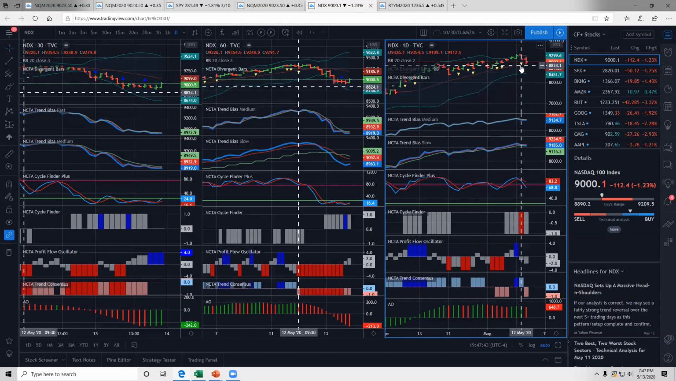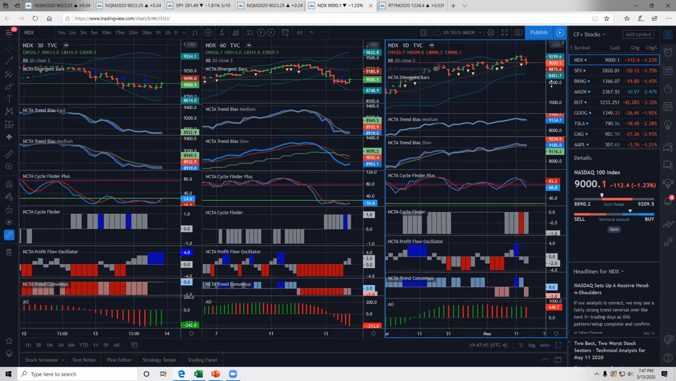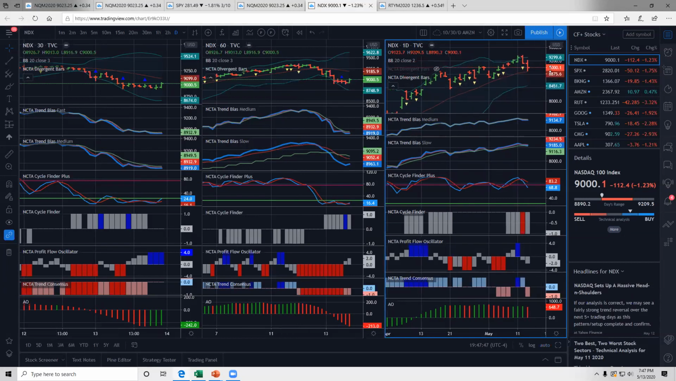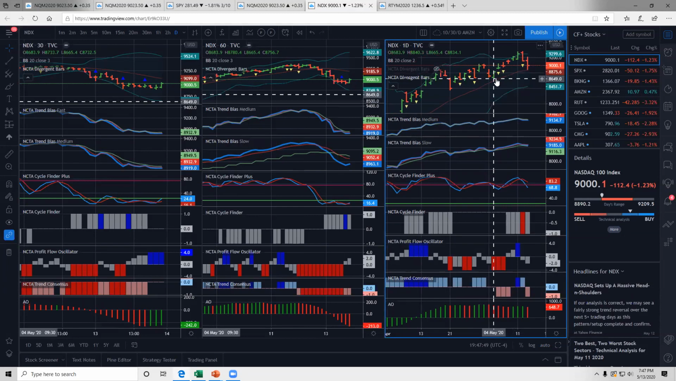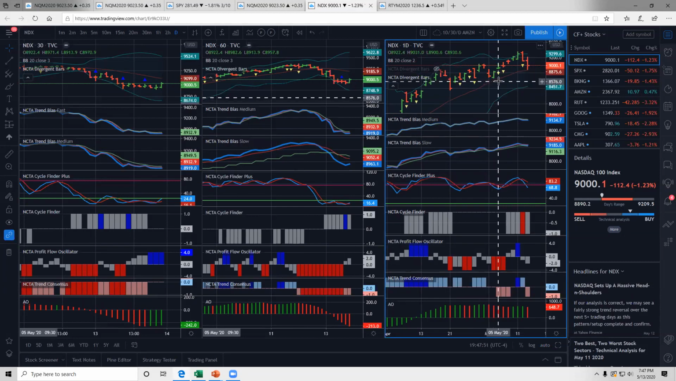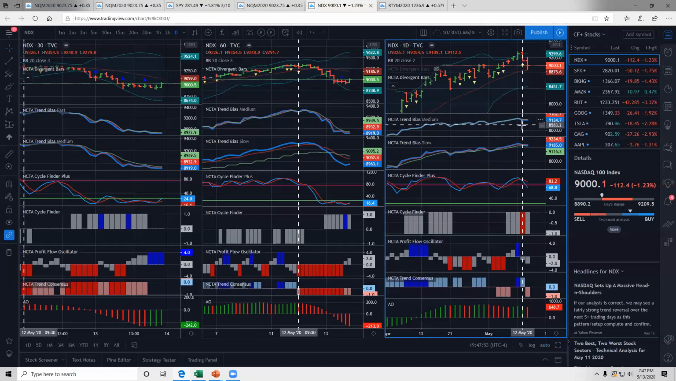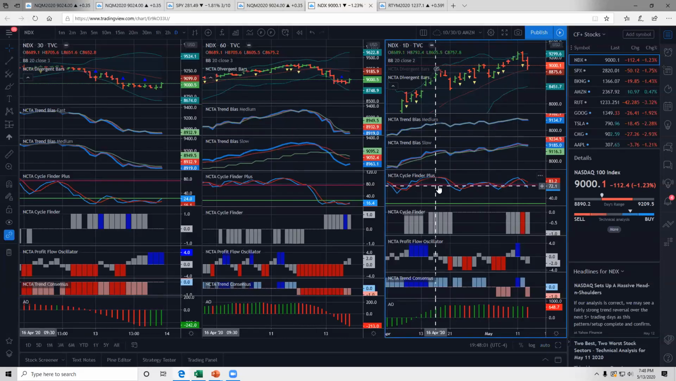And Robert, having them on your chart just makes it so much easier to visually spot them. When you see them print, and particularly when there's an alignment with a Cycle Finder Plus, it can be an excellent, excellent signal. Now, Cycle Finder Plus all by itself is a great signal, but when you pair it with a divergent bar, it's a pretty strong signal.